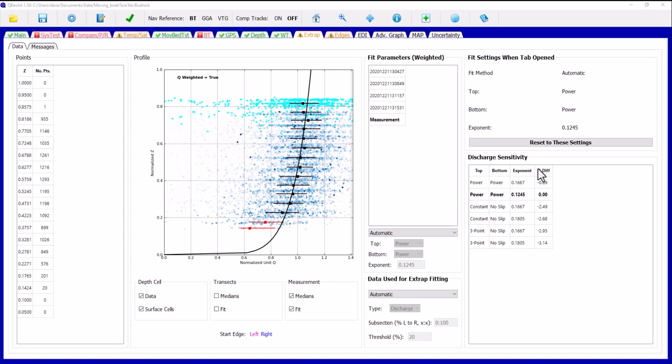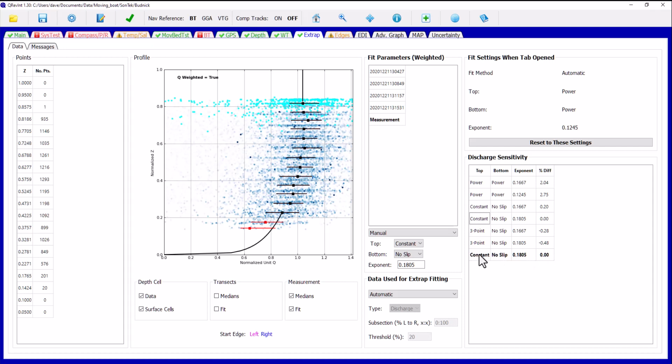Looking over at our discharge sensitivity table, we can see that a power fit with a 0.1254 exponent was selected automatically by the algorithms, and this is indicated by the bold row in our discharge sensitivity table. One of the easiest ways to compare fits is to simply click on a different row in the table. So let's try constant no slip with a customized exponent. When we click on that row, two things happen. Our fit changes from automatic to manual, and we get an additional row in our table.